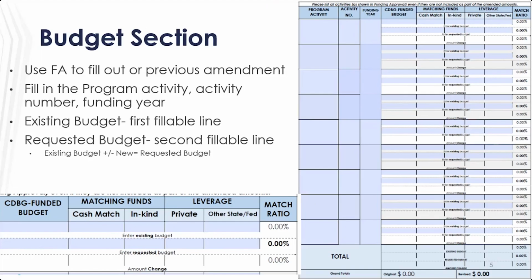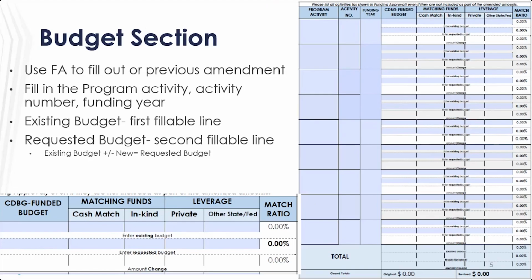And that last column is the amount change. That'll auto-fill with the difference between the two, which is kind of nice. And you'll see here the match ratio. That'll auto-calculate as you're filling in the form. So these are not numbers you have to fill out and calculate yourself.